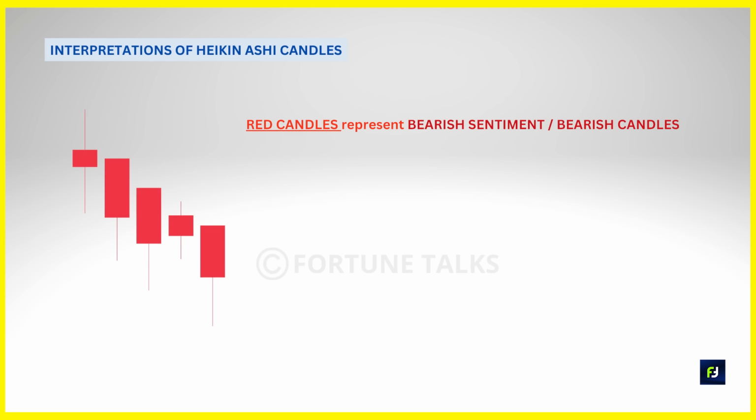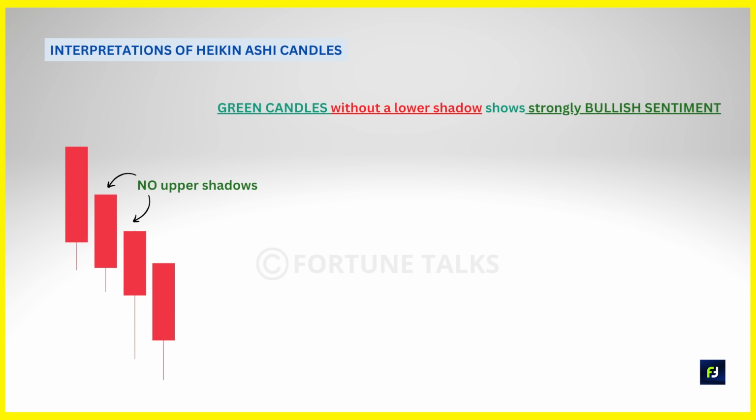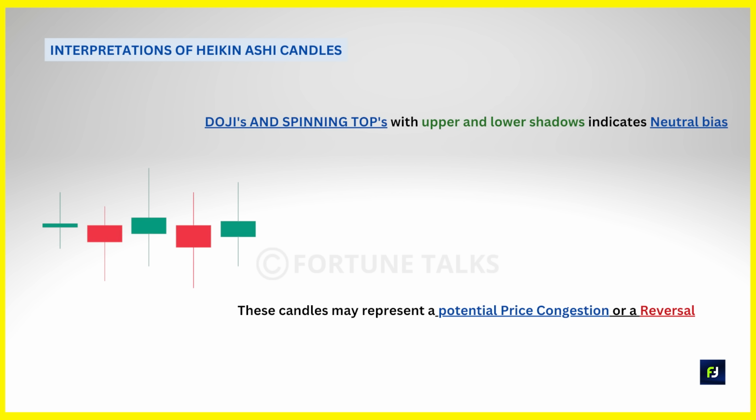Similarly, red colored candlesticks in general represent a bearish sentiment or a bearish candle, but red candlesticks without an upper shadow show strongly bearish sentiment. This candle is also known as a bearish shaved head because the candle lacks an upper wick. Now these shaved Heikin Ashi candlesticks represent increased price momentum. Now coming to the last type of candles, these are dojis or spinning tops with substantial upper and lower shadows, which indicates a neutral bias. It may either represent a possible price congestion or a reversal.